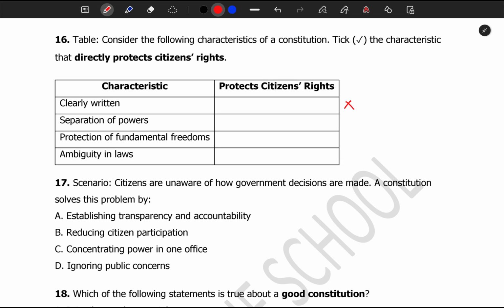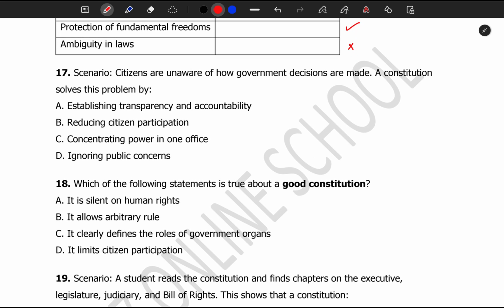No. And I'm going to explain why. Separation of power? No. Protection of fundamental freedoms? Yes. Ambiguity in the laws? No. Now here's the thing. Protection of fundamental freedoms, this one directly protects citizens. The question says directly. So they want the one directly related to the protection of citizens' rights, which is the protection of fundamental freedoms.